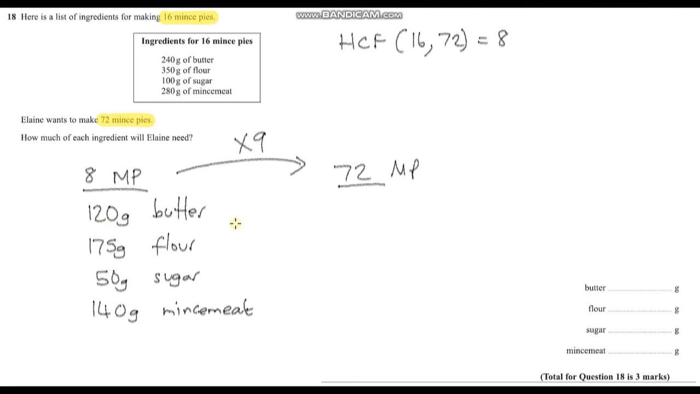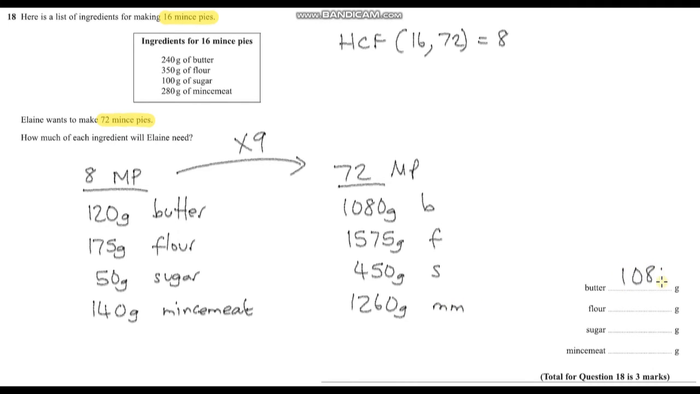So 120 times 9. Let's just get the calculator out. 120 times 9. 1080. 1080 grams of butter. 175 times 9 is 1575. 1575 grams of flour. 50 times 9, I can do that in my head. That's 450. And 140 times 9, that is 1260. 1260 grams of mincemeat. So let's just write in these answers.